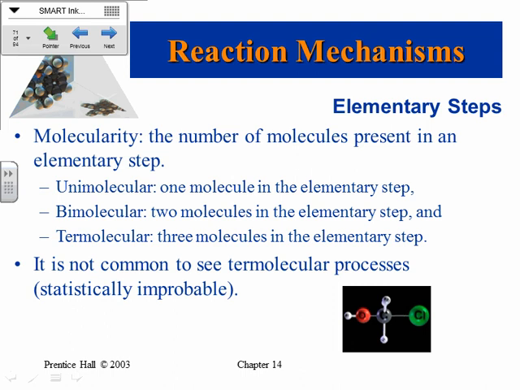The molecularity is the number of molecules present in an elementary step. If there's only one molecule, that's called unimolecular. If there's two, it's bimolecular. If it's three, it's termolecular. In a unimolecular step, you've got basically one thing, and typically it's going to be breaking apart or rearranging. That happens sometimes. The most common type of mechanism is a bimolecular, where you have two molecules colliding with one another and doing some sort of reaction.